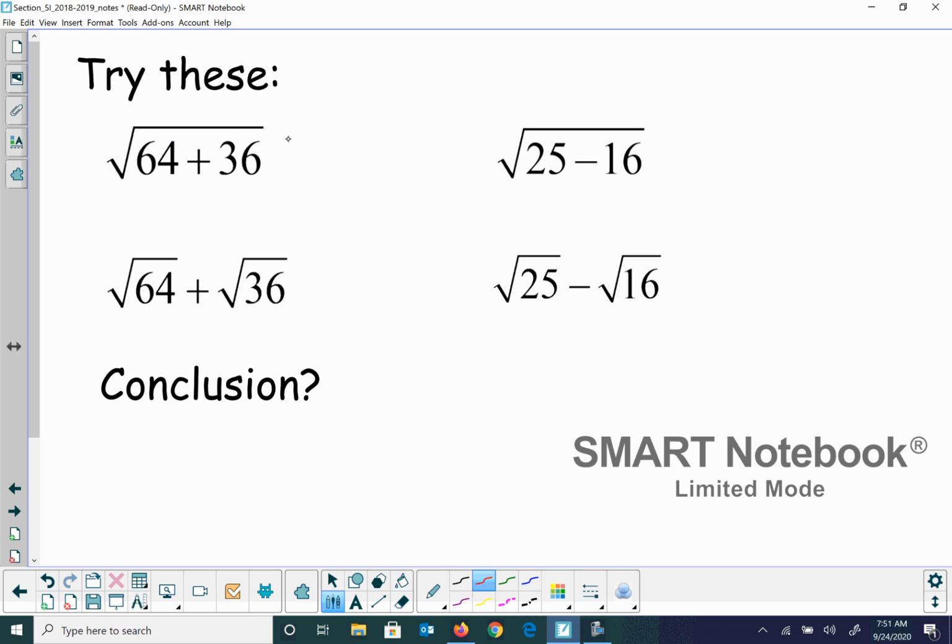Try these. Okay, so we'll go ahead and add underneath first. So I'm going to get 100, which gives me 10. On this one, that's going to give me root 9, which gives me 3. But this one, I can't add them together.